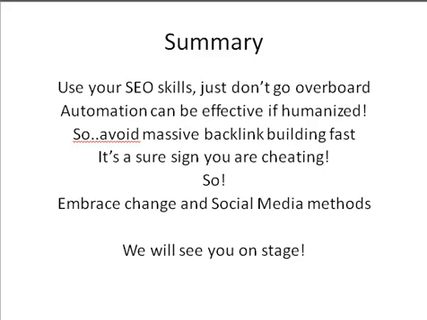Summary: use your SEO skills. Just don't go overboard. Be sure to be careful about that. Automation can be effective if humanized. So what that means is there are methods where you can allow dripping to take place. Don't blast it all off at once. Just do it like a human would do it. Go about it slowly. So avoid massive backlink building fast, essentially. It's a sure sign you are cheating.